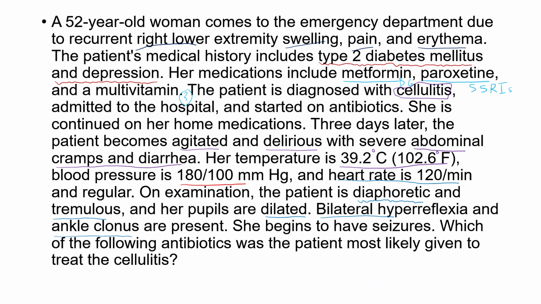Which of the following antibiotics was the patient most likely given? First of all, her medications were metformin and paroxetine. I am suspecting something along the lines of, yes, you guessed it right, serotonin syndrome. The reason is that paroxetine is a selective serotonin reuptake inhibitor and her symptoms are in tandem with serotonin syndrome. So let us have a look at the diagnosis first.